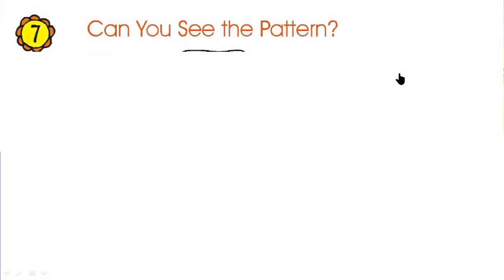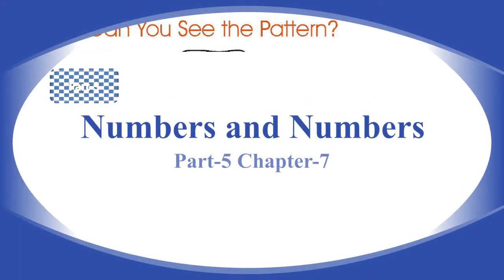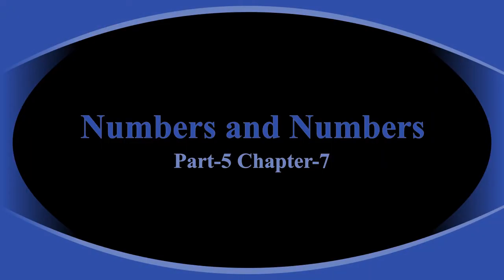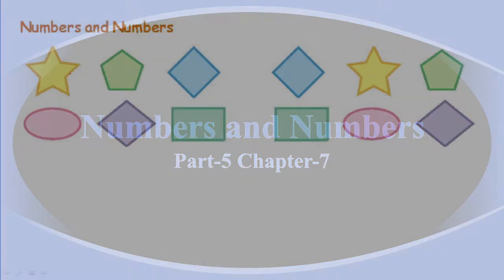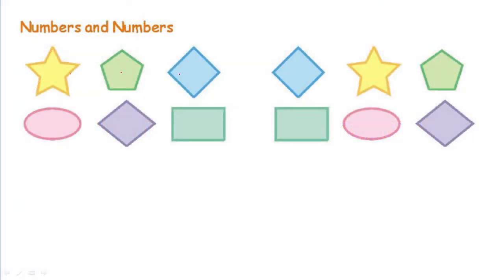Good morning, dear friends. Let us start chapter number 7. Can you see the pattern? Numbers and numbers. Star, pentagon, square, square, star, pentagon. You can put here equal and put sum here.